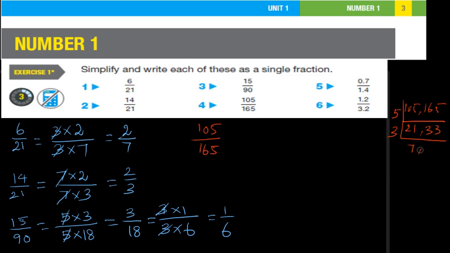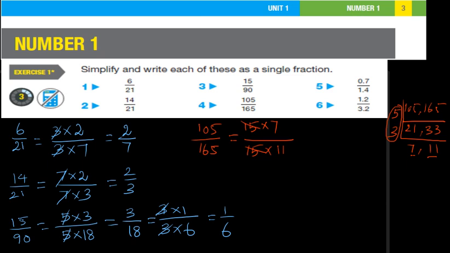7 3s are 21, and 1 3 is 1, and 1 3 is 1. Okay, so the numbers could be written as 5 into 3 into 7 and 5 into 3 into 11. The 5 into 3 is 15. The first number, 105, could be written as 15 into 7, as well as the 165 could be written as 15 into 11.